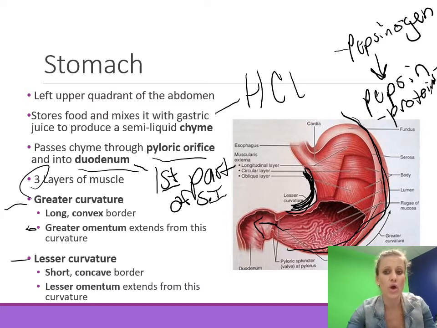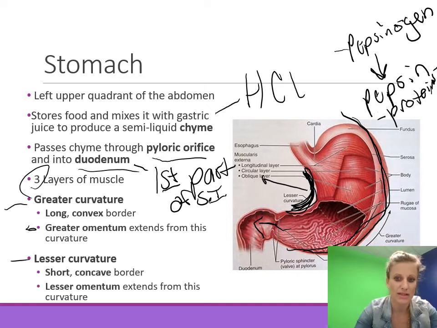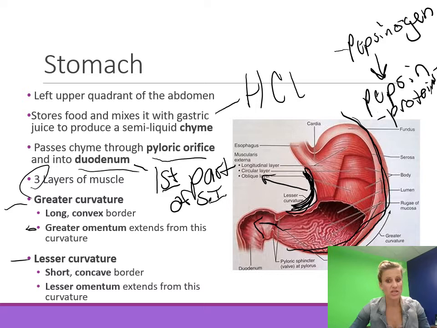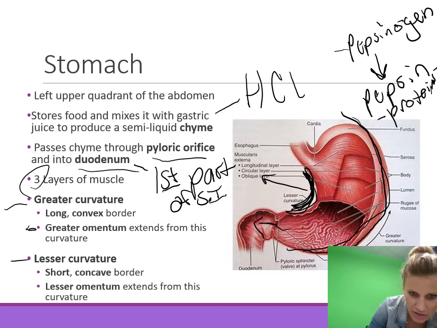The lesser omentum, we said, goes from the lesser curvature. Okay, so the lesser omentum is an extension of the peritoneum that begins here at the lesser curvature, and then it connects to the liver. So it goes up to the liver. And that connection between the lesser curvature and the liver is referred to as the hepatogastric ligament.